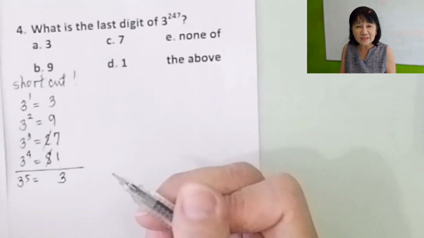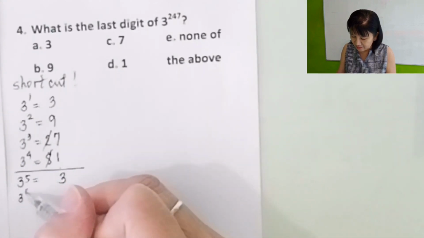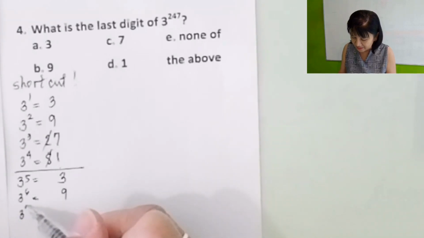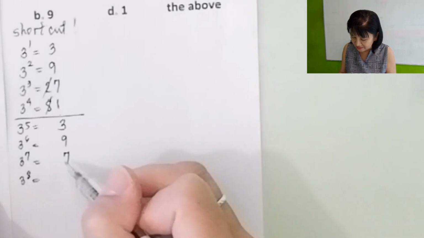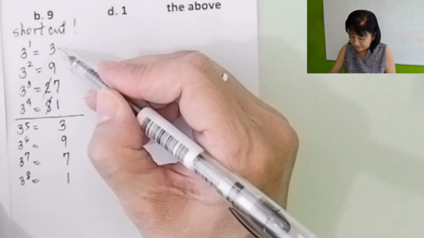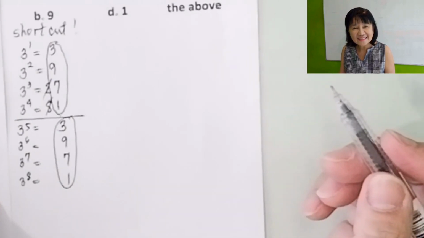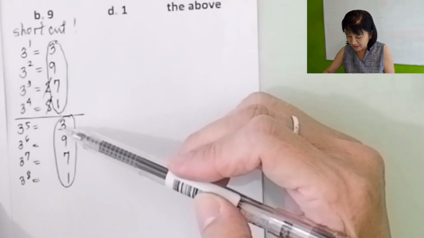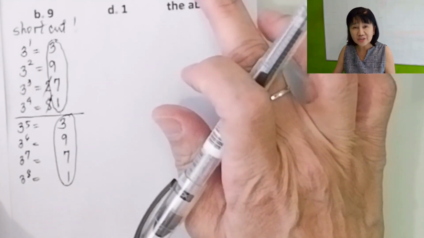It is 243, but we're not interested of the 24, so we just write it 3. 3 to the 6 is 3 times 3, again 9, 729 actually. Then 3 to the 7, 9 times 3, 7. And then 3 to the 8, 7 times 3, 21, carry 2. So what did you observe? Did you observe that there is a pattern? The pattern repeats after the 4th time you multiply 3, you go back to 3 again, and then 9, and then 7, and then 1. Therefore, there must be a shortcut here.